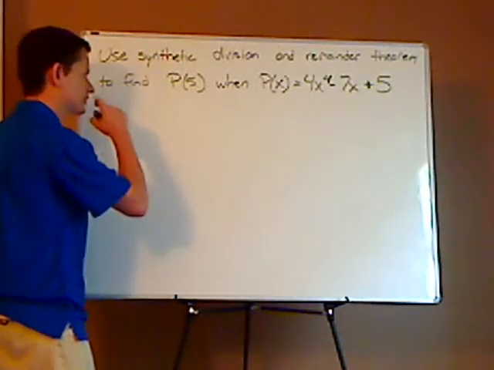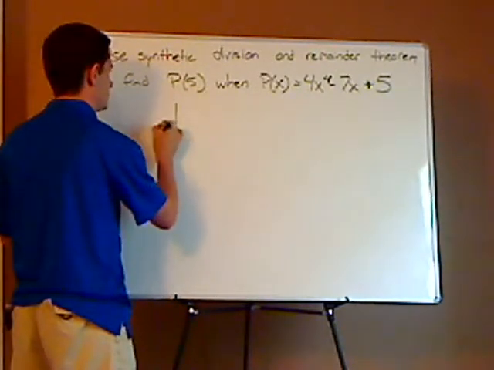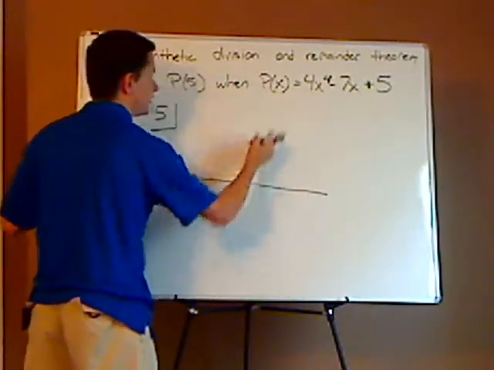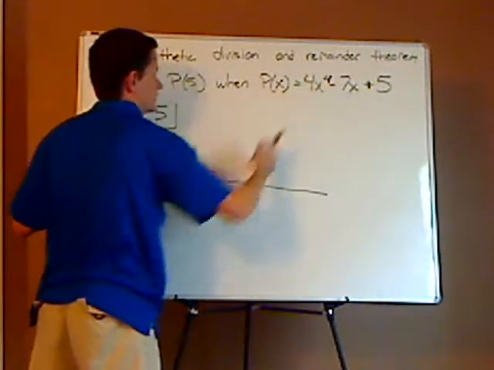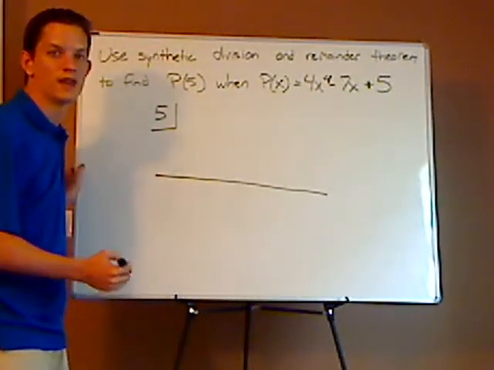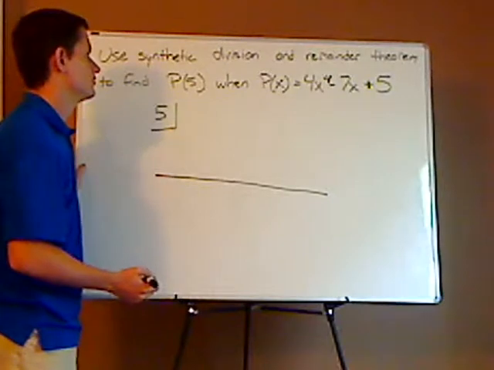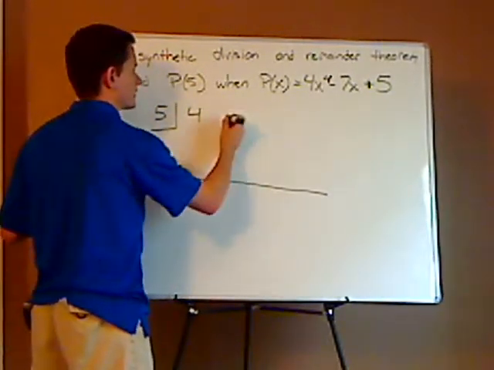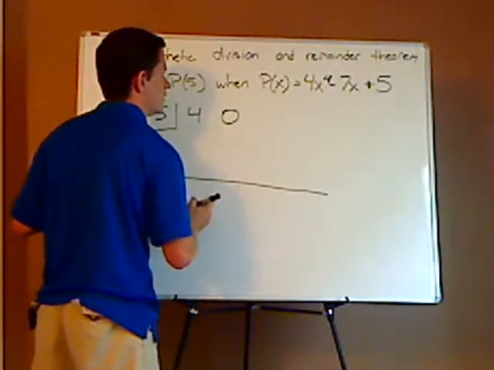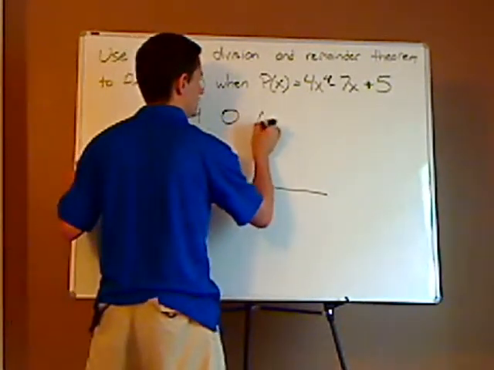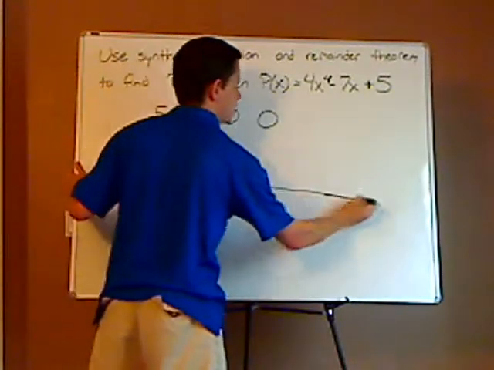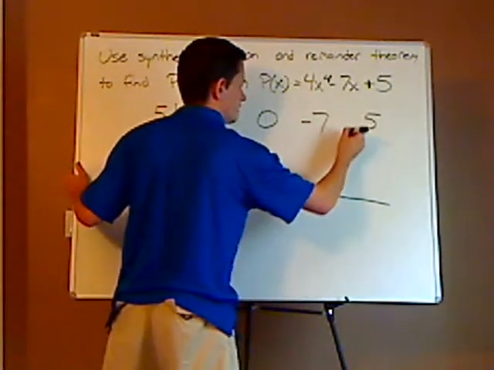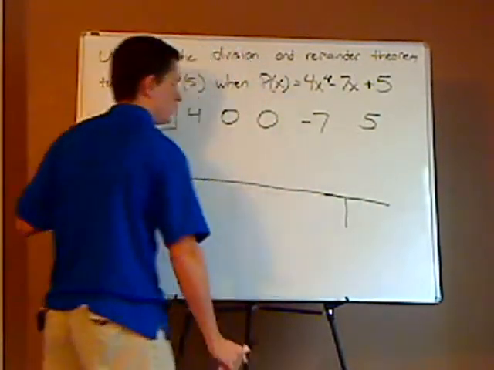Alright, so we're going to use synthetic division. You have to set it up, so this would be 5. Now I want to use the coefficients, and if there's no coefficient for that power, I have to use a 0 as a spacer. So 4, there's no x cubed, so I use a 0. There's no x squared, so I use a 0. And then I have negative 7, and then 5. And right here, that's the remainder.